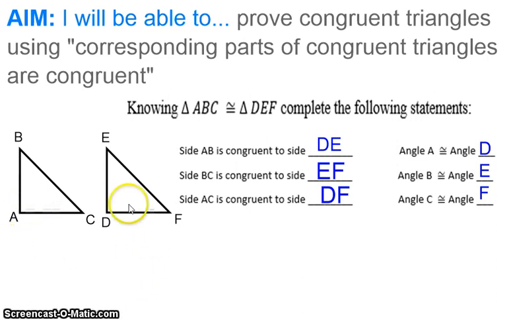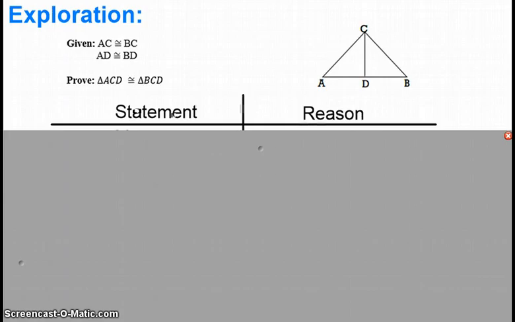Angle A is congruent to angle D. Angle B is congruent to its corresponding angle, which is E, and angle C is congruent to its corresponding angle, which is angle F. Let's start out by looking at something we know.